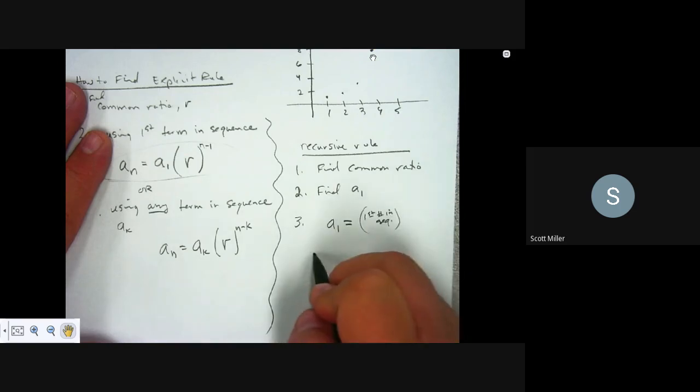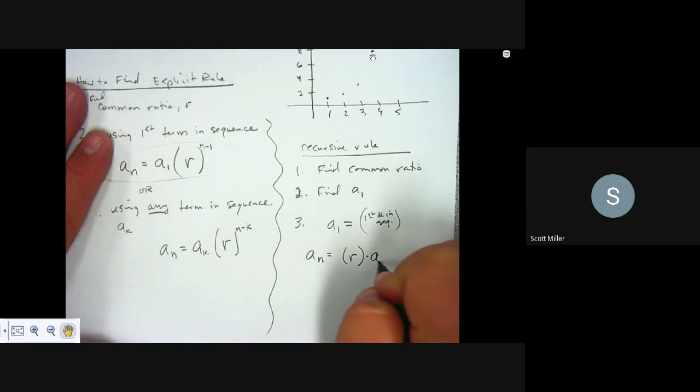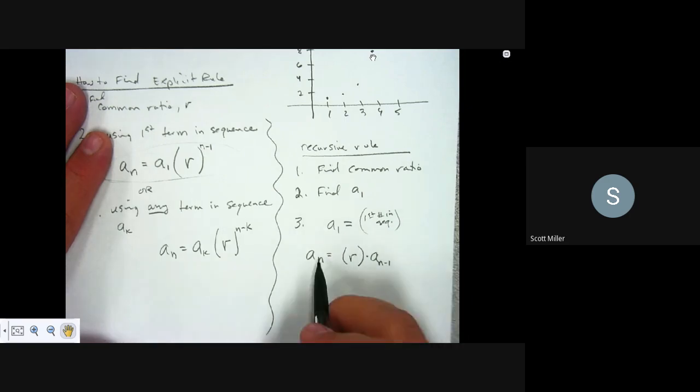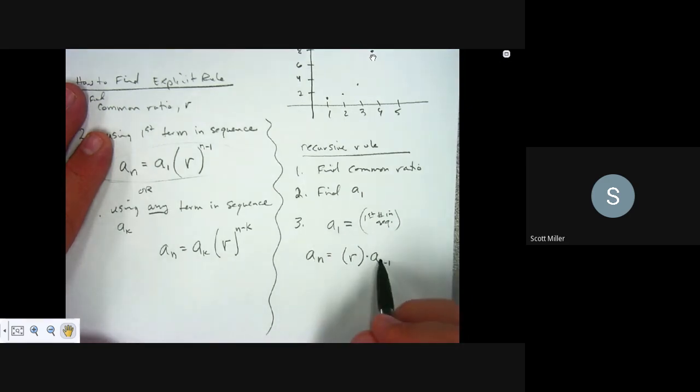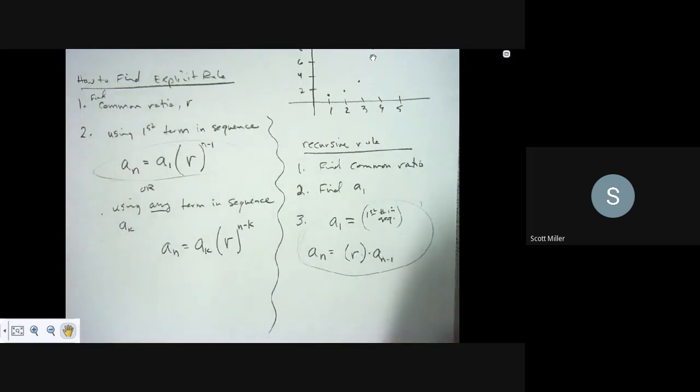And then you can write the pattern rule. A sub n is the common ratio times the previous answer. To get the next number in the sequence, take the previous answer and times it by the common ratio. And so that together is your recursive rule. Okay? So those are the three things we're going to be looking at.